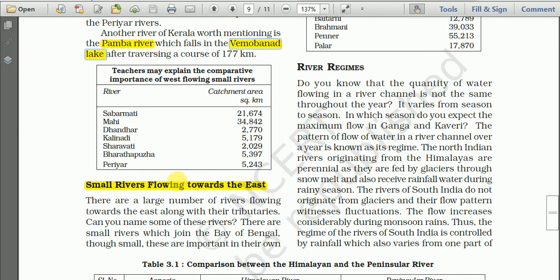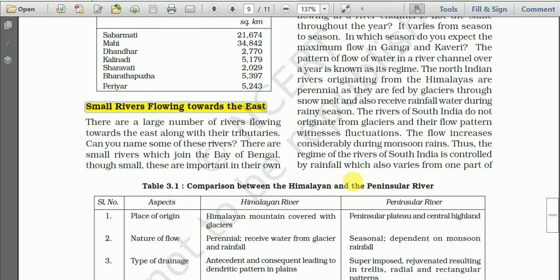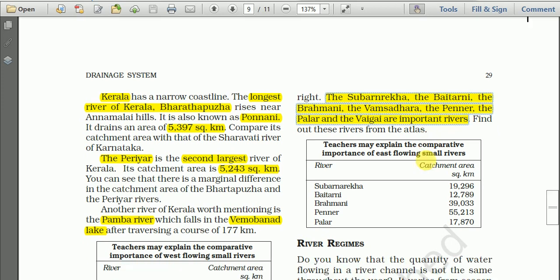And next we have the small rivers flowing towards the east. So what are the rivers? Here we have the Subarnarekha, then Baitarani, the Brahmani, the Vamsadhara, then the Penner and Palar, then Vaigai. So these are the important east flowing rivers. Small but very important because they provide fresh water to the people as well as to the industries.